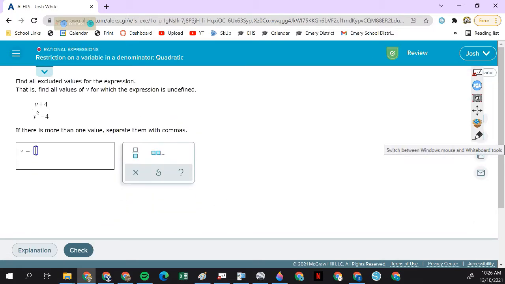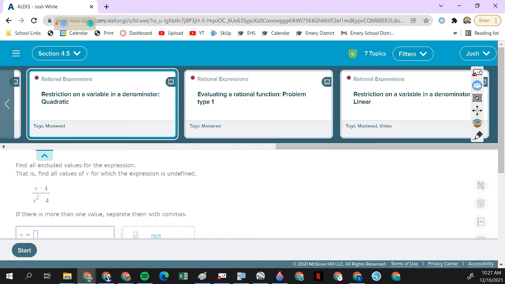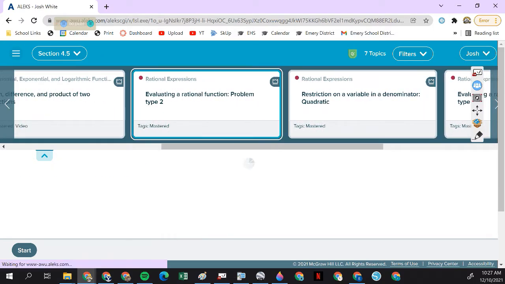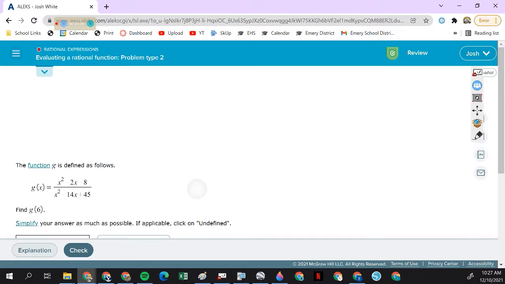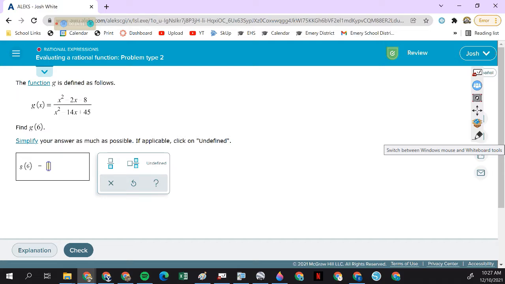Okay. This one wants to know which numbers cannot happen. So you're going to factor the bottom, and you get plus or minus 2. Yep, same thing. Okay. Here you're going to plug in 6. That one's easy.